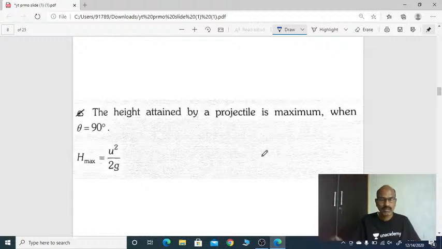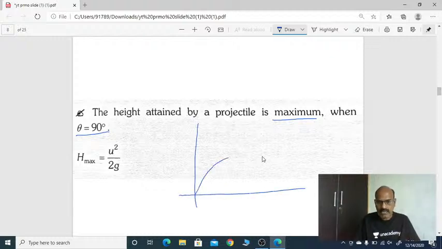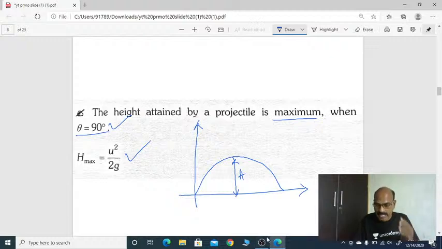We know the height attained by the projectile is maximum when theta equals 90 degree. So H maximum equals u square by 2g, because sin 90 is 1, so u square by 2g.